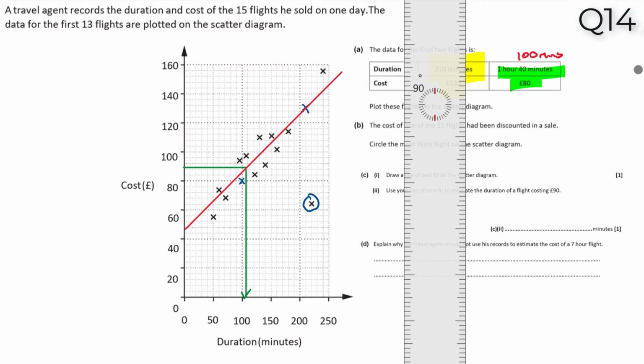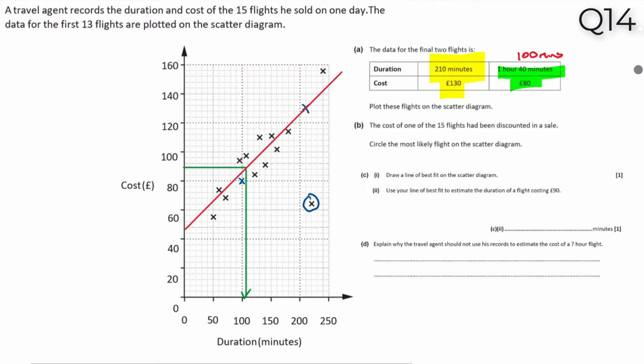Now there are 5 divisions between 100 and 150, so each one of those is going to be worth 10. So I think that's pointing at about 105, 110, something like that. Now yours might not be exactly the same because you might have drawn your line of best fit slightly differently. Don't worry about that. As long as you're within half a square of your own mark on your own diagram, then that's fine.